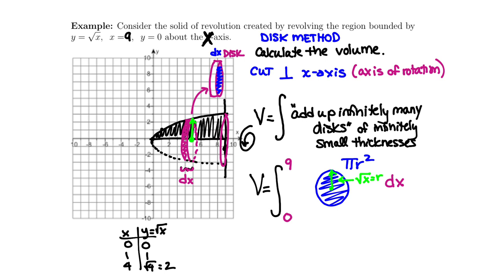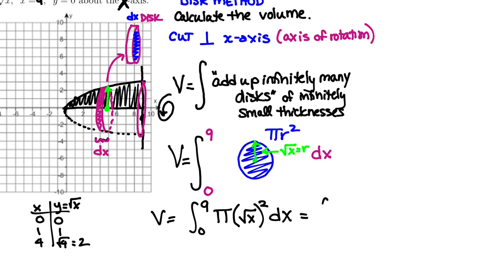And so now we have all our pieces, right? Now we put it together. So our volume for this solid of revolution is the integral from 0 to 9 of pi times our radius, which is square root of x squared dx. And this is a simple integral. I might as well do it out because it's so simple. Plug in your top function.